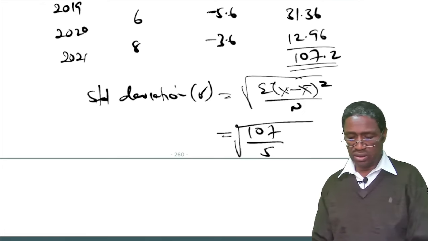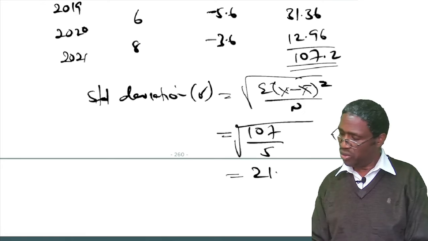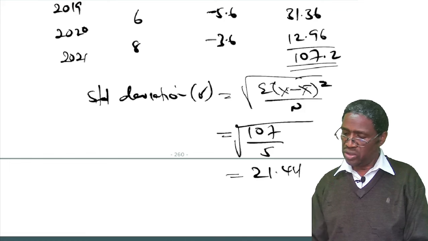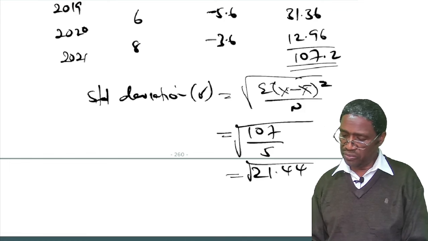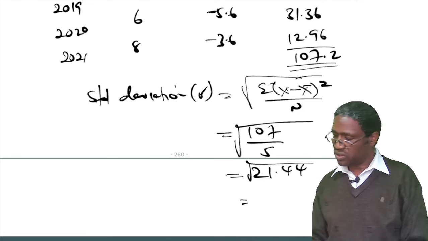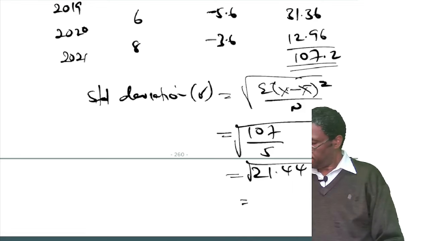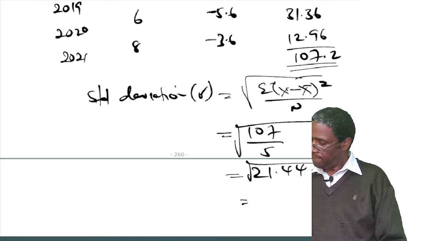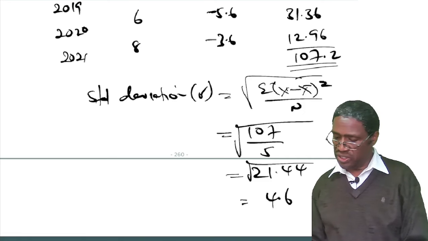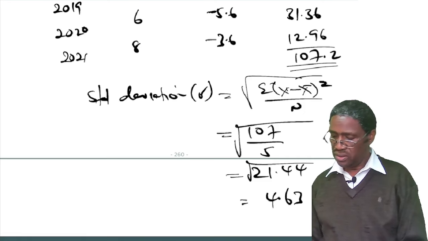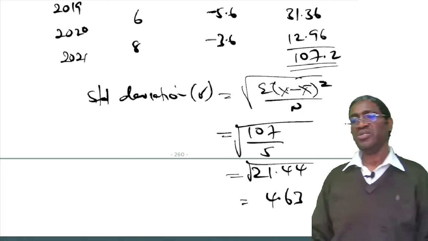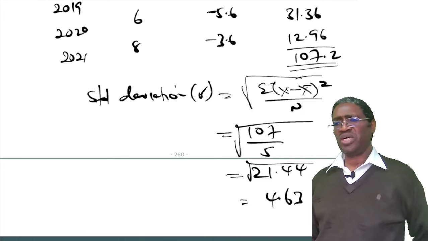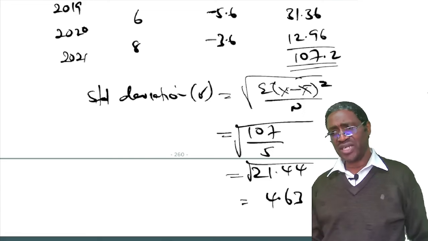I'm getting the square root of 21.44. What is the square root? That gives me about 4.63. Good, 4.63. So that's what the examiner wanted you to do. They wanted you to determine the standard deviation.